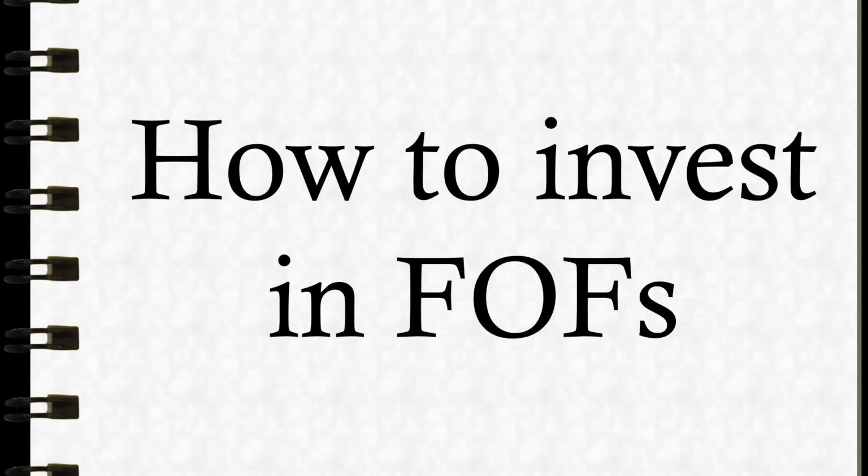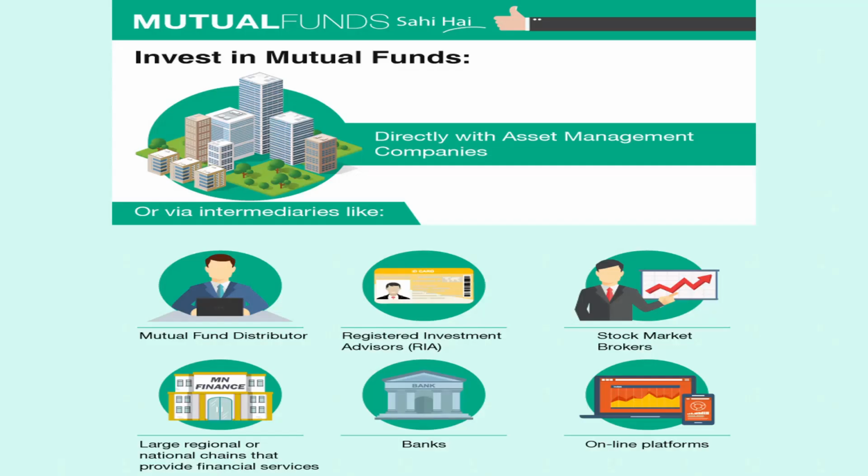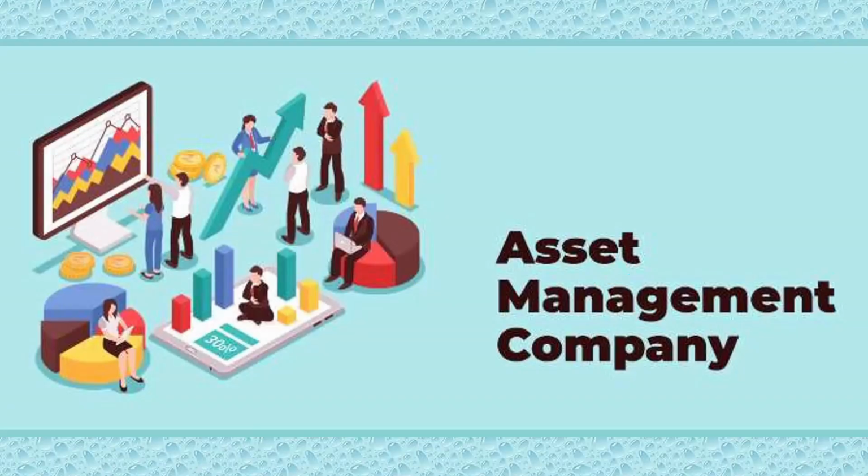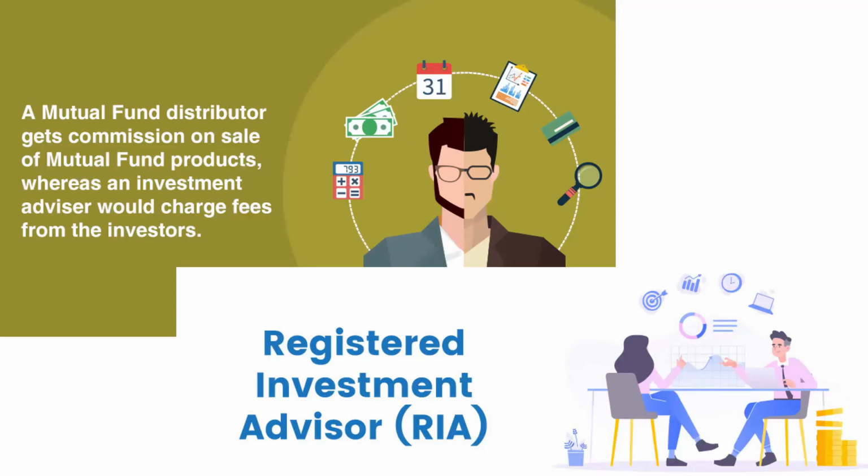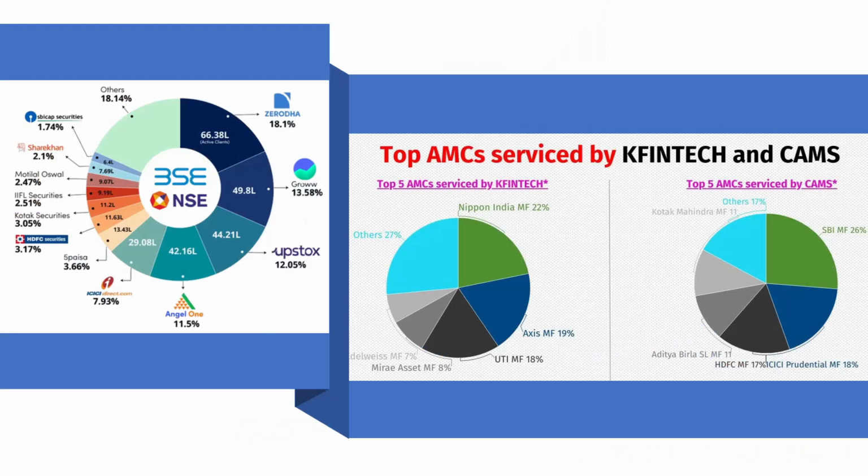We now come to the question of how to invest in FOFs. The process is very much the same as all other mutual funds. You can invest directly with the AMC by visiting their office or through their online portal. You can invest through AMFI registered mutual fund distributors or SEBI registered investment advisors. You can invest through online investing platforms and also through RTAs or registrars and transfer agents who process mutual fund transactions on behalf of the fund houses.